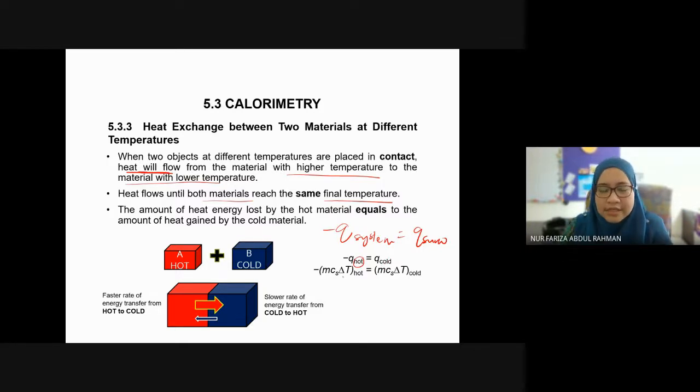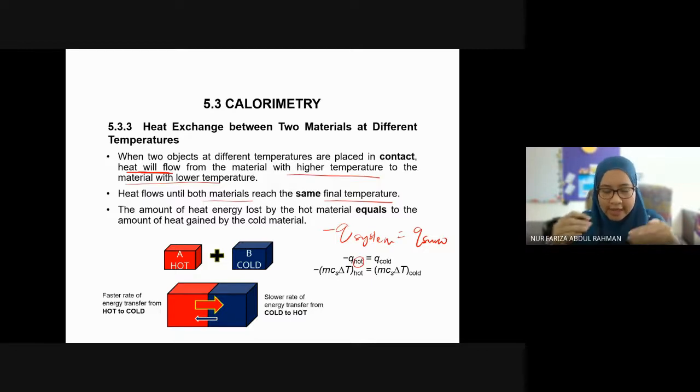So mcΔT, mcΔT. It will reach a point where the heat transfers from the hot object to the cold object. That means there is a temperature difference there, so it will transfer. When they are in direct contact, the heat transfer is faster. So a faster rate of energy transfer from hot to cold, at a higher rate compared to cold to hot.